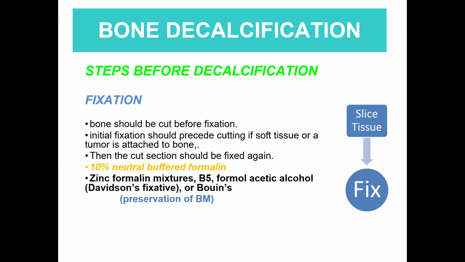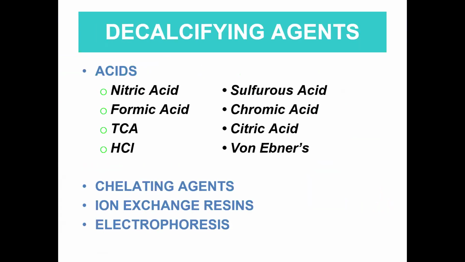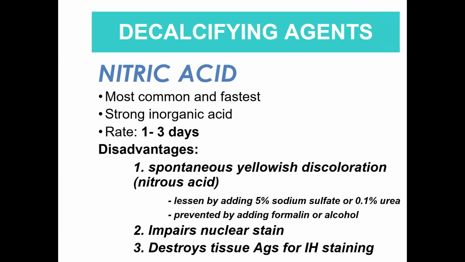Usual is your 10% neutral buffered formalin. Also use zinc formalin mixtures, or BFAL, your formal acetic alcohol, or Bouin's. Usually these fixatives are used to preserve your bone marrow. So what are your decalcifying agents? You have your acids, chelating agents, ion exchange resins, and electrophoresis. For your acids, you have many: nitric, formic, trichloroacetic, hydrochloric, sulfurous, chromic, citric, and von Ebner's.